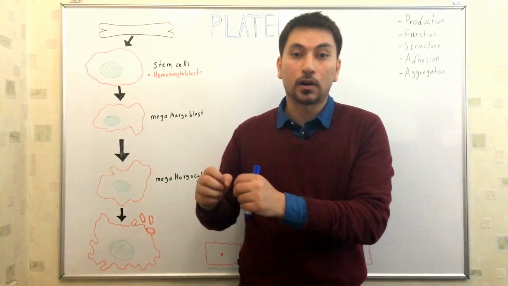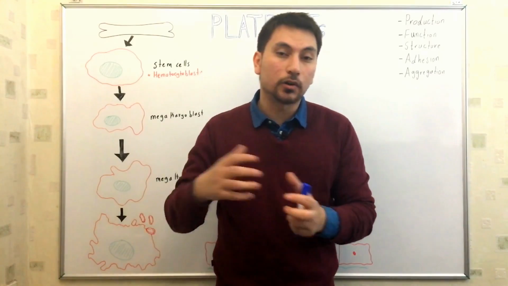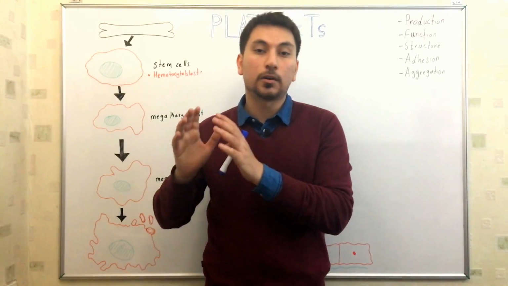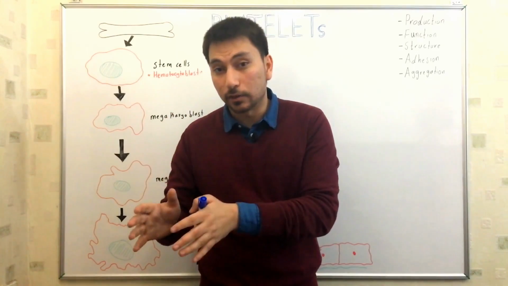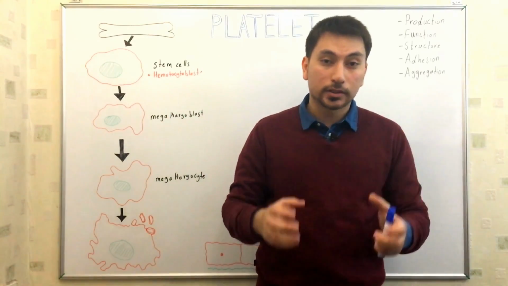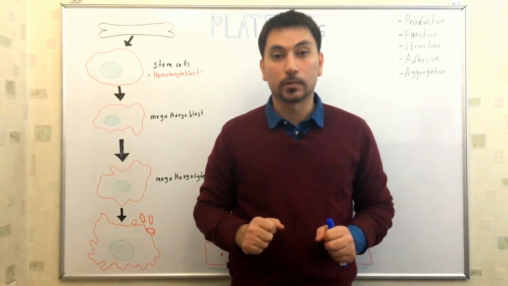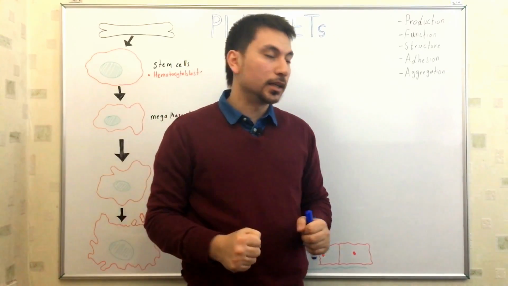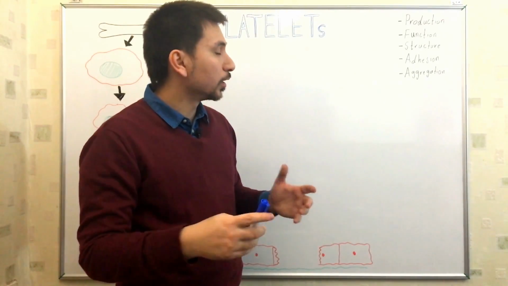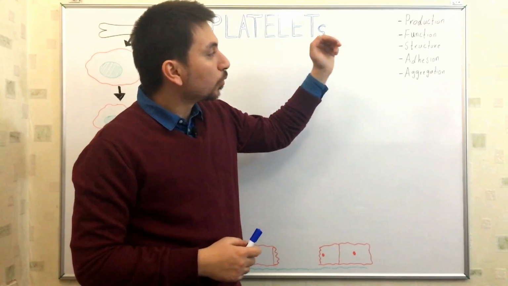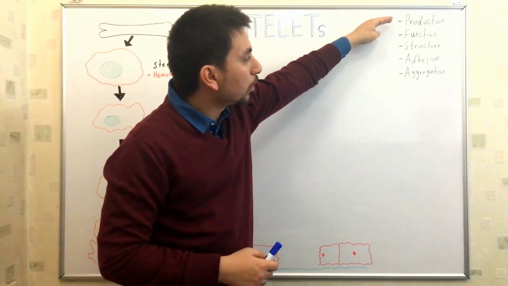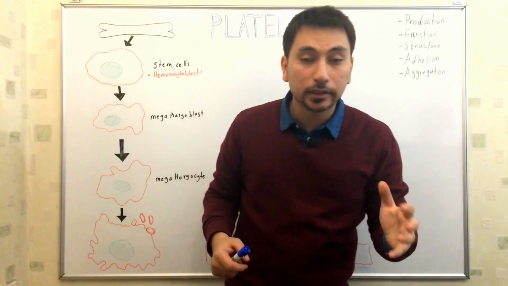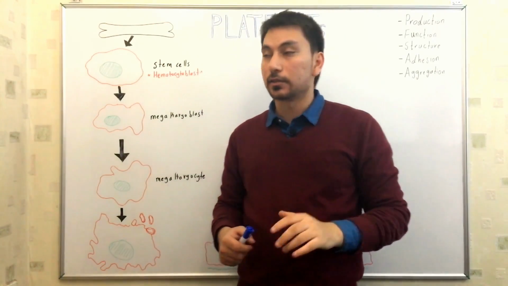Coagulation cascades are many proteins which react and activate each other. These proteins are produced from the liver. But platelets are cells which are produced from bone marrow. So we need both bone marrow and liver for the formation of the clot. So in this lecture I will be talking about production, function, structure, adhesion, and aggregation of platelets in detail.